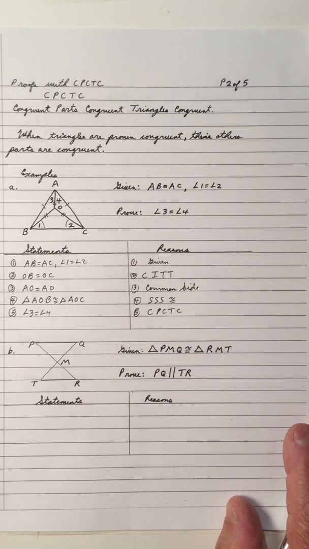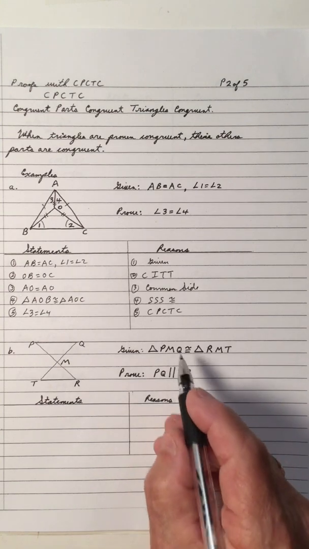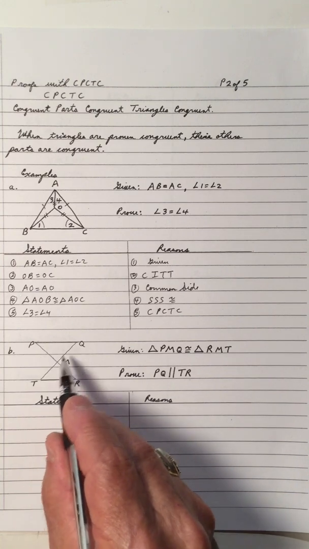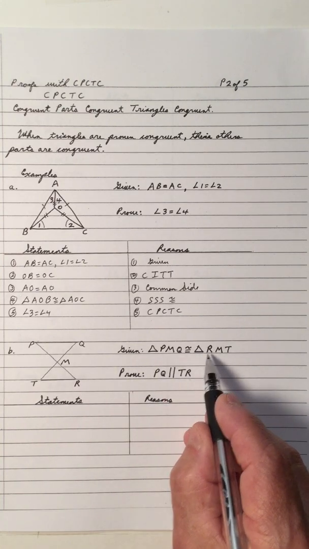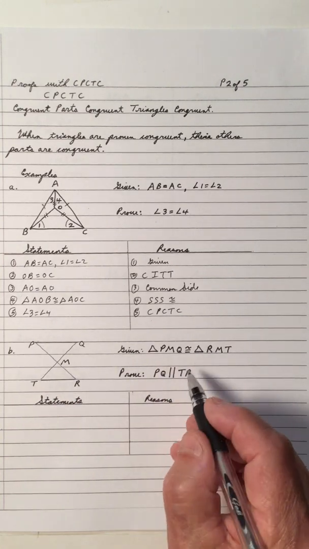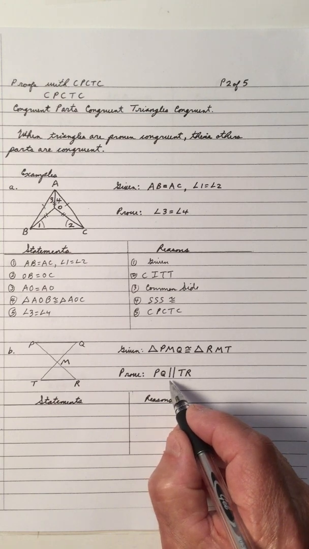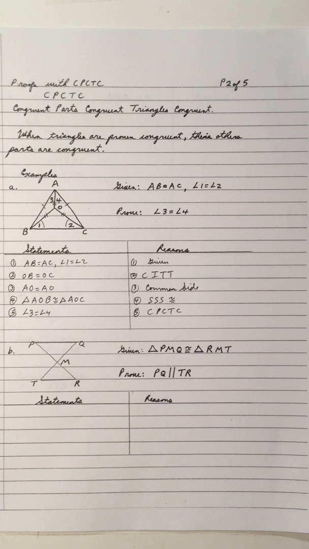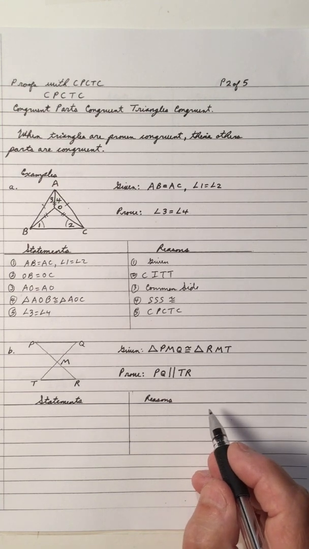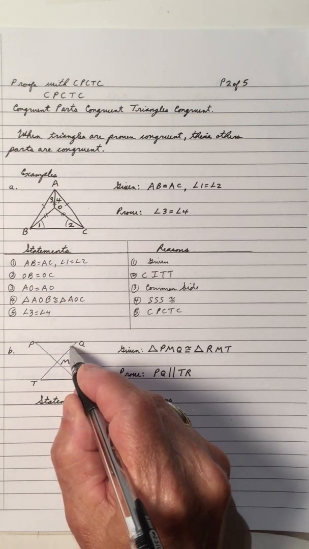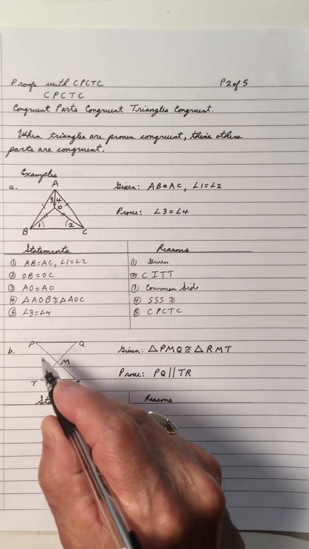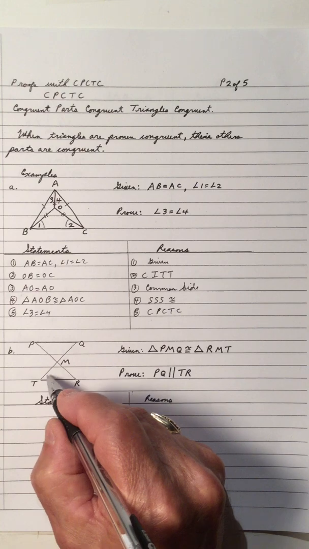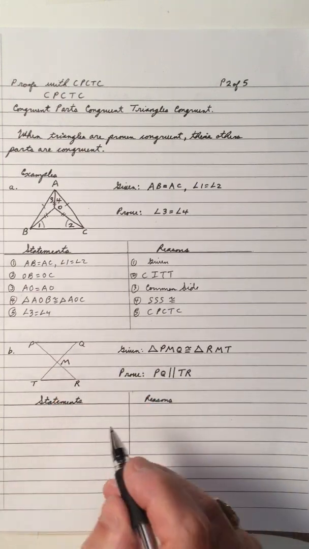B, we have 2 triangles that are congruent. So PMQ is congruent to RMT given. We want to prove the lines parallel. So how do we get the lines parallel? Well, normally we need a pair of equal angles. So I have to get angle Q equals angle T, or angle P equals angle R. Because these angles are equal alternate interior angles, lines are going to be parallel.